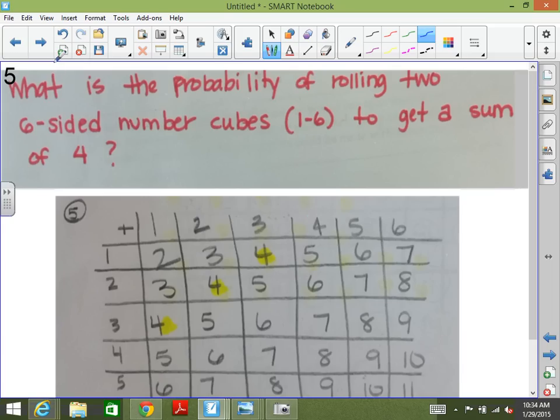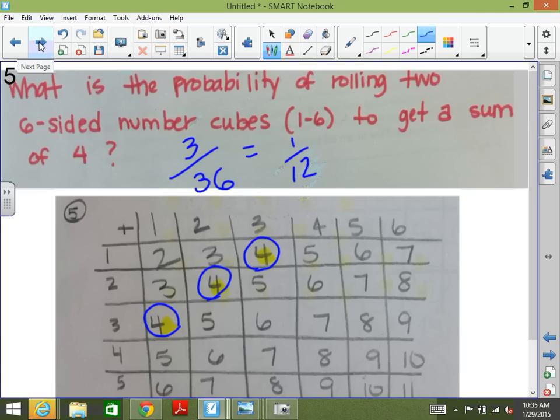What is the probability of rolling 2 6-sided number cubes 1 through 6 to get a sum of 4? How many 4s did you get? 5. 3. There's 5, 6. No, we're looking for 4s. So 1, 2, 3. You can't count this. That was what you set the problem up with. You can't count those. So 3 out of 36, which reduces to 1/12. Okay.